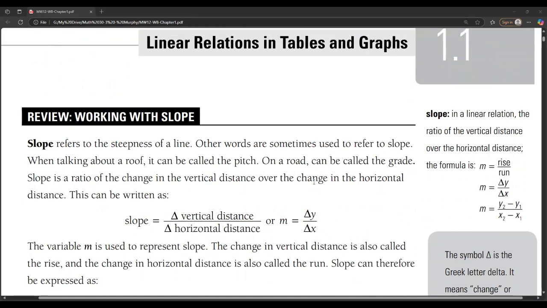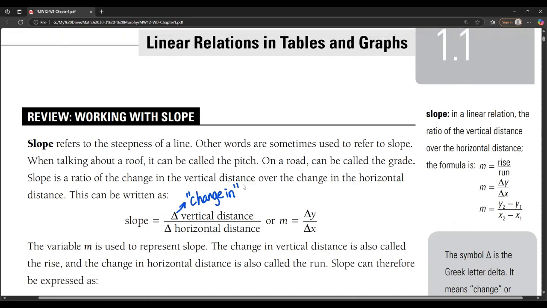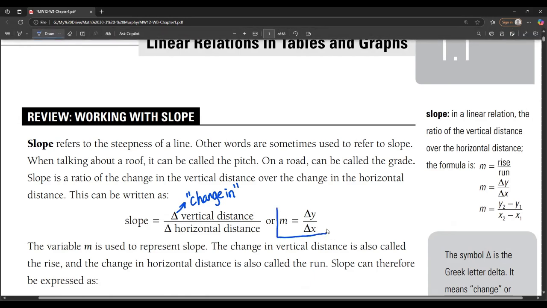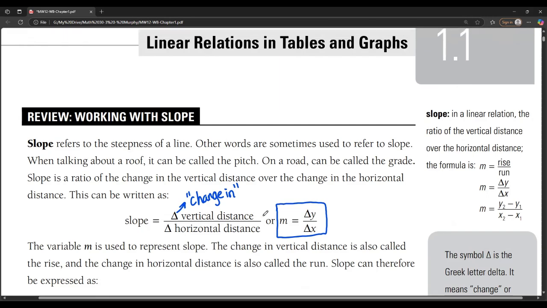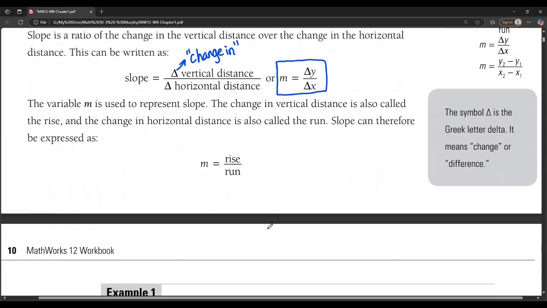And this can be written as slope equals, and this little symbol right here means change in. So the change in vertical distance over the change in horizontal distance, or you can also write it like this, and this is what you'll commonly see it as. And we use m to represent slope. And the change in the vertical distance is also called the rise, and the change in the horizontal distance is also called the run.